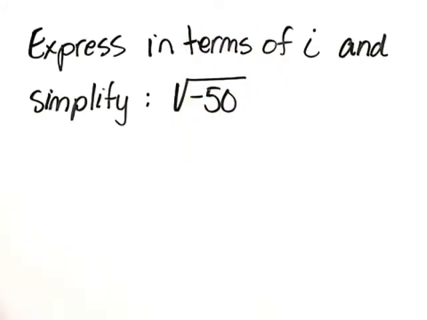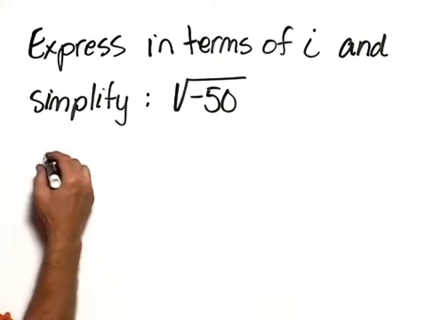In this next set of exercises, we'll be looking at complex numbers and the operations on them. Express in terms of i and simplify the square root of negative 50.